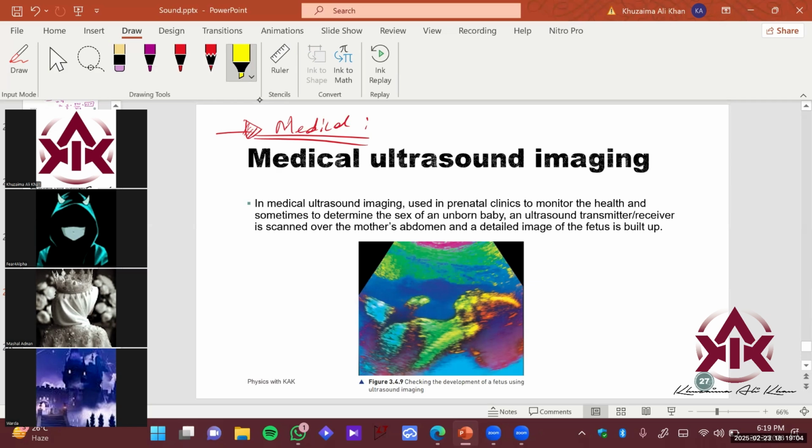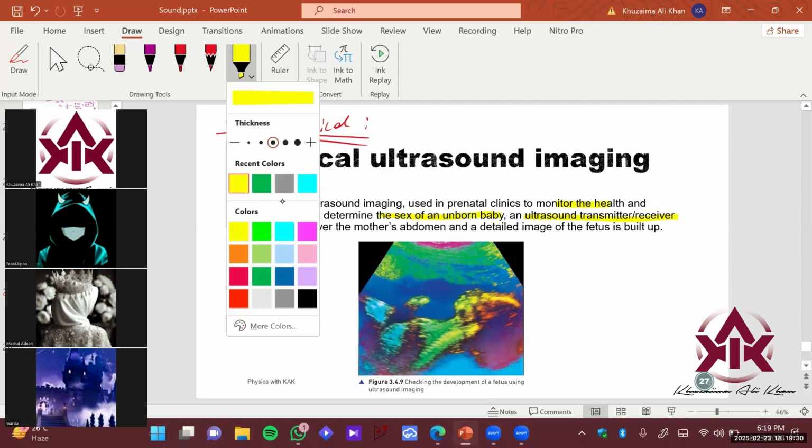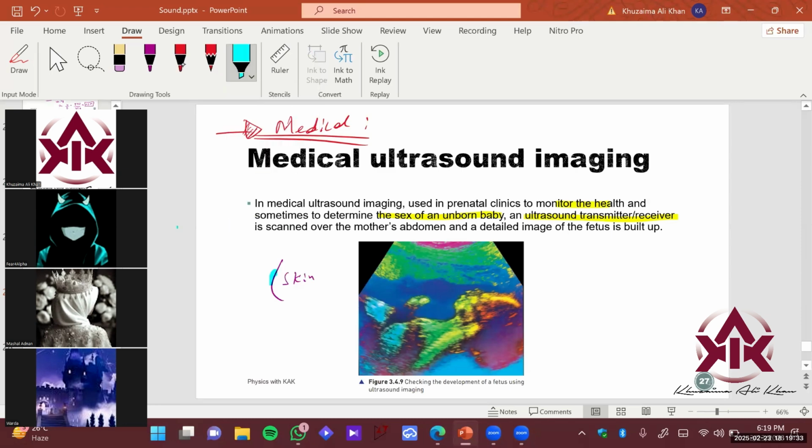So they are used for a small amount of time, and then the picture is saved in a computer so that it can be shown to the parents. It is used to monitor the health and to find out if it is a male or a female. What happens is, let's say this is the skin of a parent, and they put some gel here, and then they put the machine here. And this machine is connected to a computer, which does the processing part over here, right?